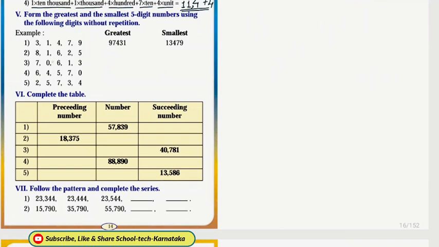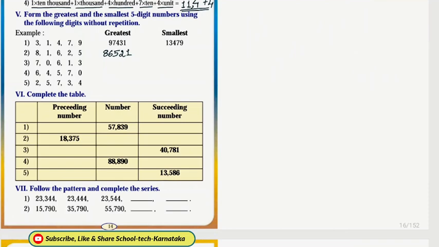Similarly, for our next given digits, the greatest of all these digits is 8. I'll write 8 here. And then from the remaining we have 6, from the remaining we have 5, and 2 and 1. 86,521 is our greatest 5-digit number. How do we find the smallest?